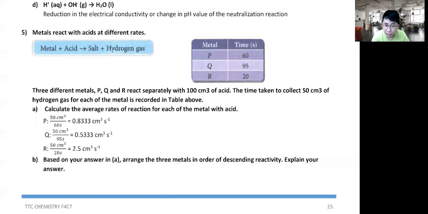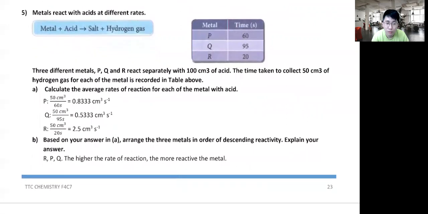Based on your answer in A, arrange the three metals in decreasing reactivity. That means I want the most reactive one first. The most reactive one should give you the highest rate of reaction, meaning the highest value. So definitely it's R, followed by P, followed by Q. So therefore it's RQP. RPQ, I'm so sorry, RPQ. So in your conclusion, the higher the rate of reaction, the more reactive the metal is. Once again, guys, feel free to pause the video. I'm just going to move on.